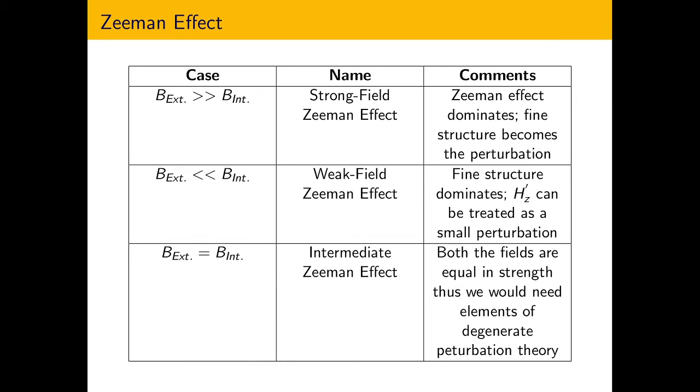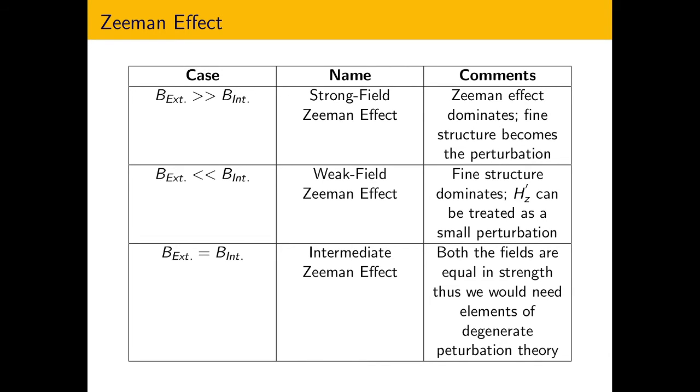Before I even go any further, there are three different kinds of Zeeman effects. So you've got the strong field, weak field, and the intermediate one. In the strong field, the Zeeman effect dominates and the fine structure basically becomes a perturbation. Whereas in the weak field, the fine structure dominates and the Zeeman effect can be treated as a perturbation. And in the intermediate Zeeman effect, however, you need to consider both of them to be of equal strength, and you will need to go into degenerate perturbation theory, which we'll see a little bit.